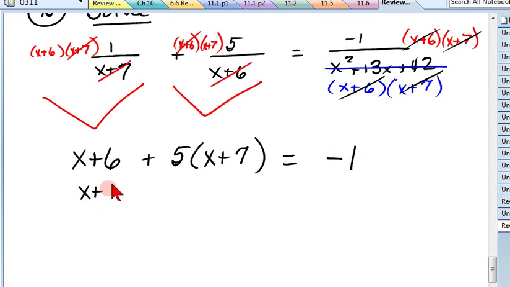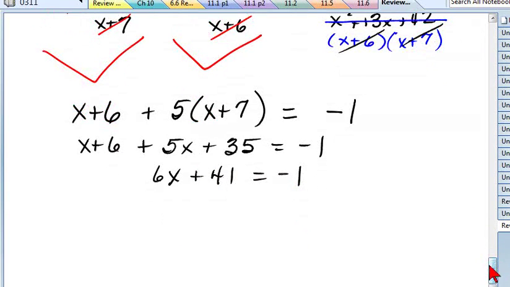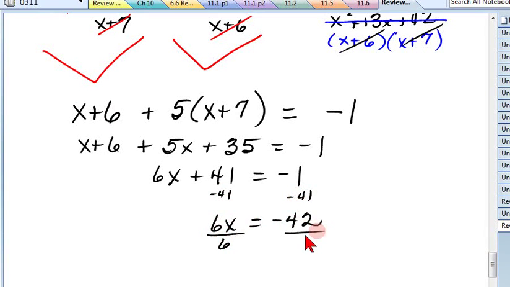All right, I keep my x plus 6 plus 5 times x is 5x. 5 times 7 is 35. That's equal to negative 1. I do not have a quadratic equation. This is linear. Add my x's for 6x. Add 6 and 35 for 41, and that equals negative 1. I'm going to get the constant to the right-hand side, subtract 41. That means 6x is negative 42. Divide. x is negative 7.